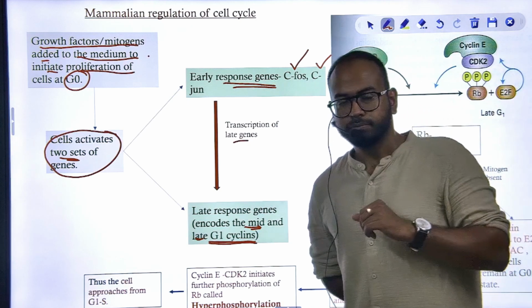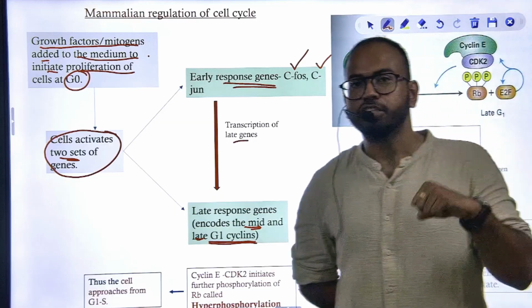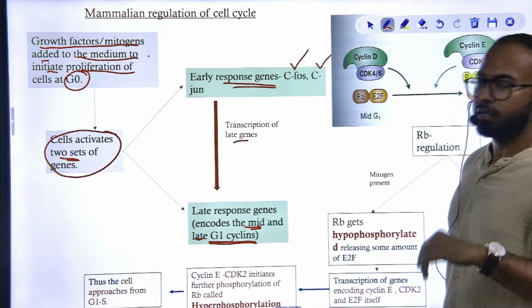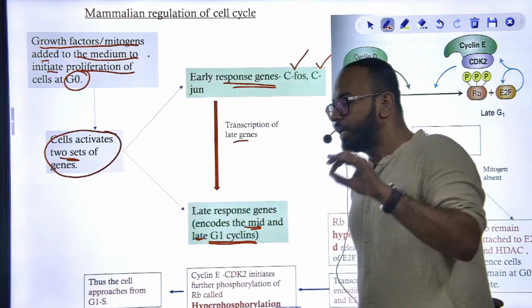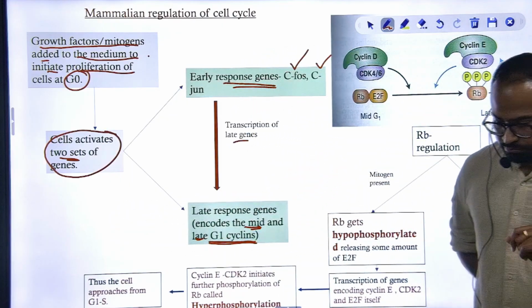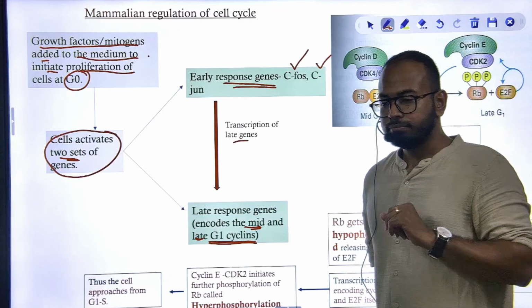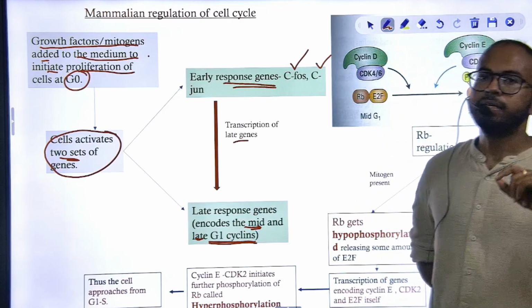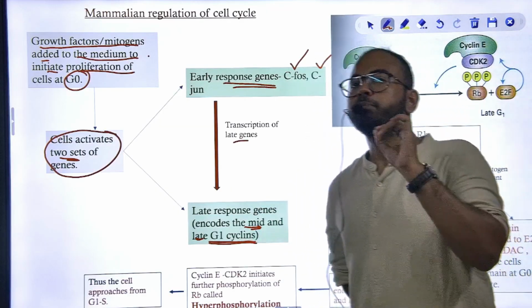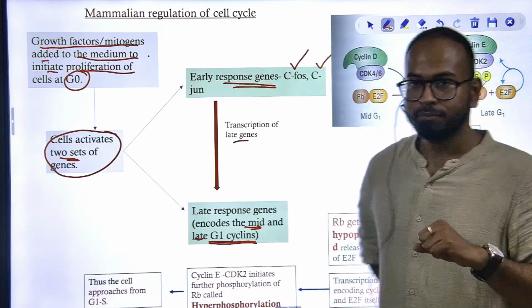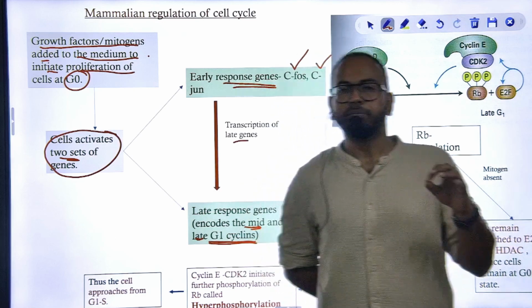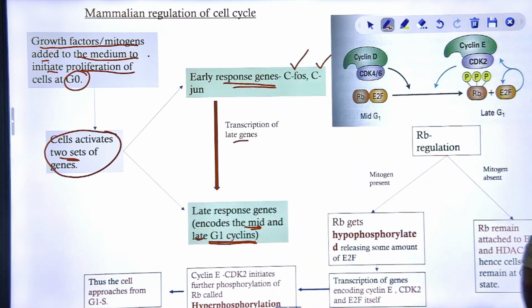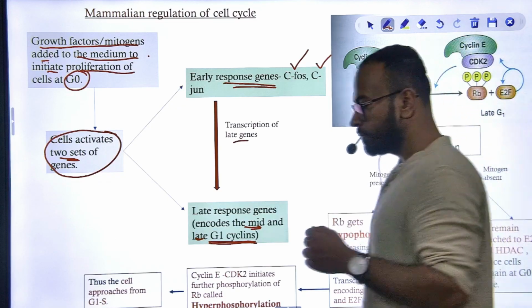Suppose our cell is at G0 and is trying to enter G1. There lies a specific protein, RB, retinoblastoma. Retinoblastoma is also referred to as a tumor suppressor gene. Now, what does RB actually do? What is the function of RB?